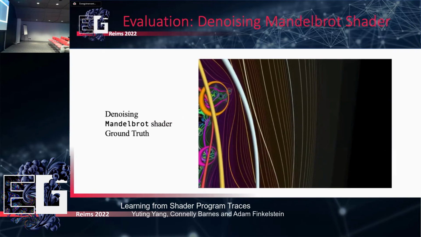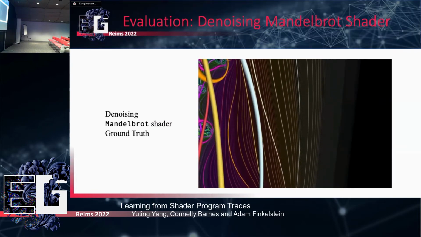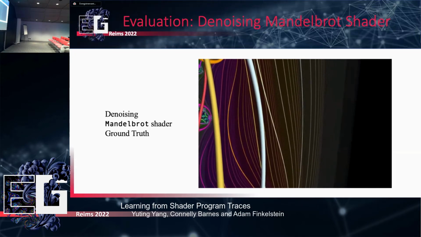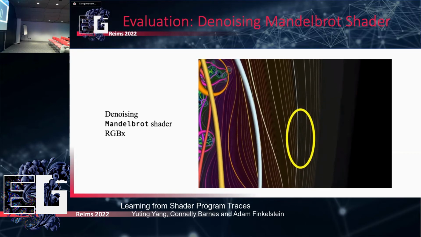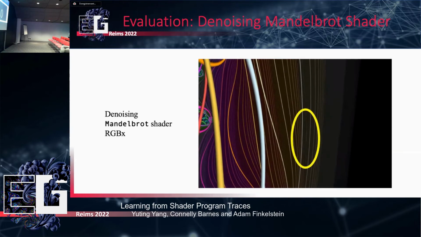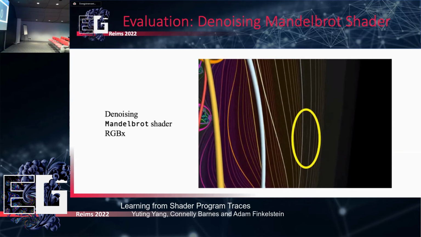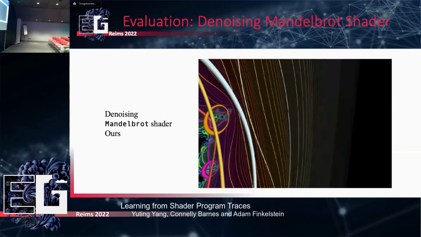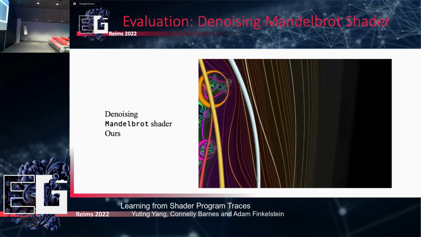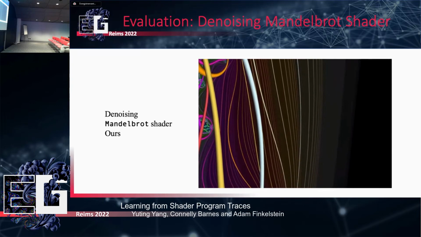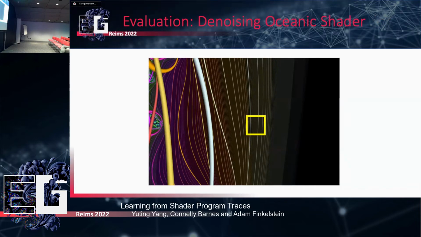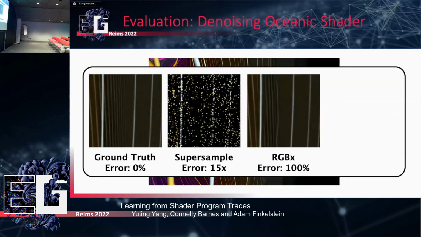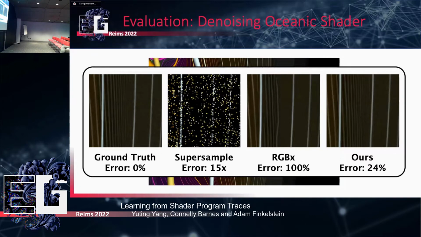Here we show a Mandelbrot shader. This is the ground truth estimated at 1,000 samples per pixel. The RGBX baseline removes most of the noise, but some of the thin structure is broken, such as the region in the highlighted circle. Here is our result that nicely reconstructs the thin structure. We can take a closer look at the zoomed in region. Ours reconstructs the thin structures nicely, while RGBX demonstrates artifacts.